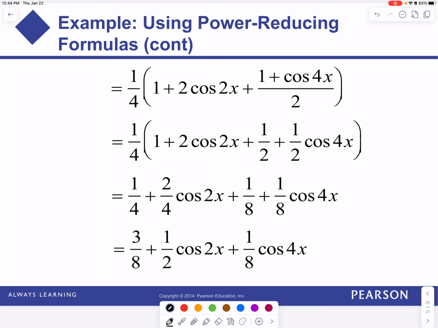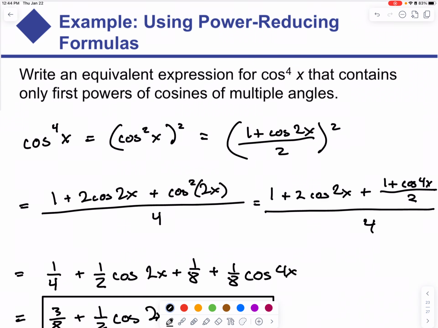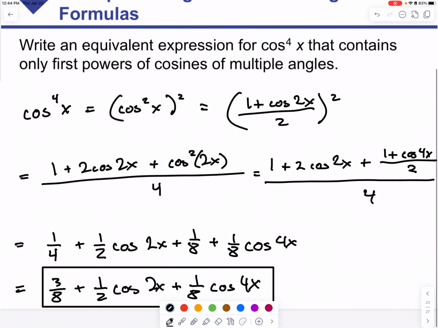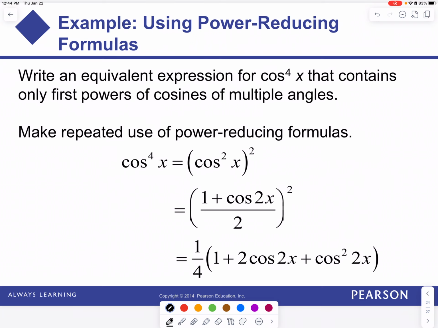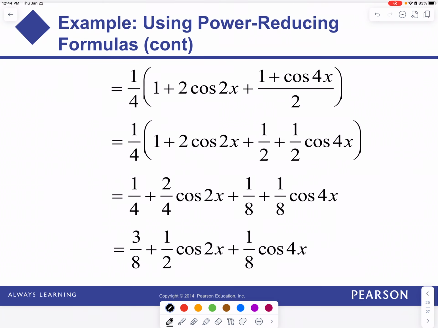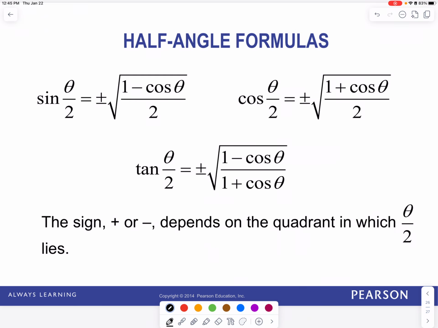Then they brought that 1/2 up, so that was a half plus a half times that. Distribute the 4th, and I think we got the same thing. 3 over 8 plus a half cosine of 2x plus 1/8 cosine of 4x. Right? Yeah, we got the same thing. So just do your best to be neat and organized and try to keep track of everything. That's the main takeaway there. Take your time.